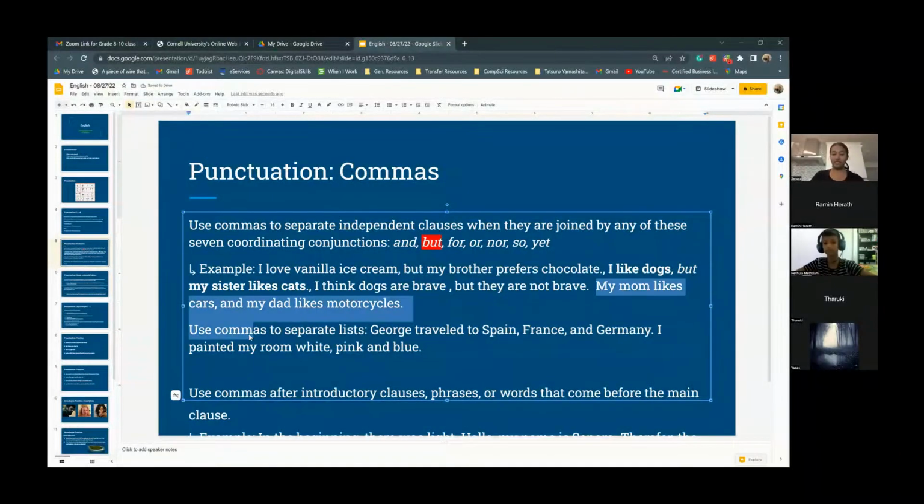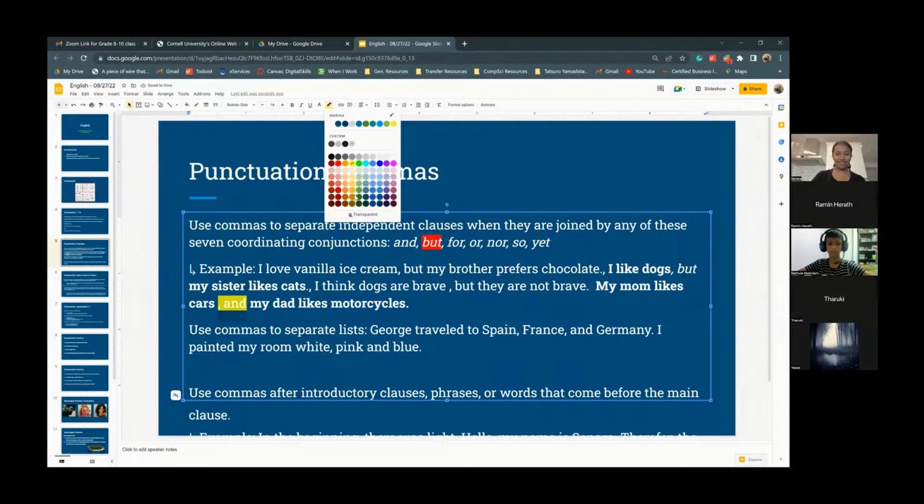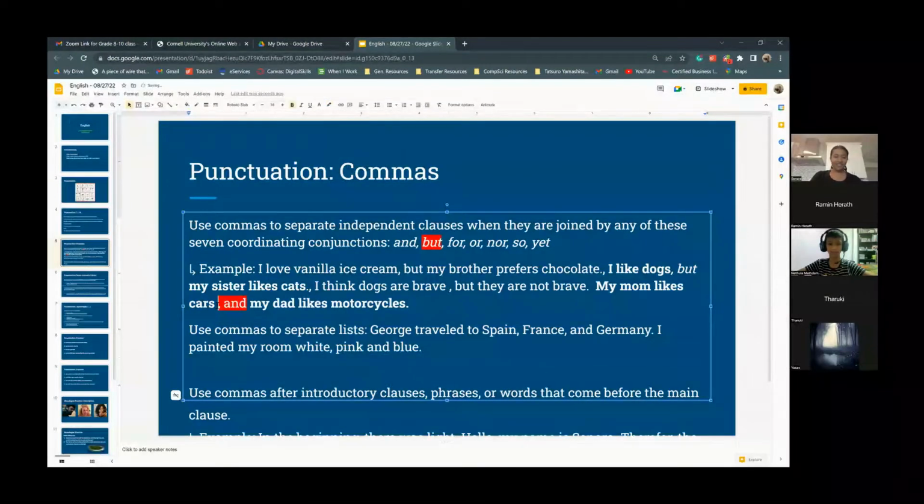Okay. So remember, my mom likes cars can be its own sentence, and my dad likes motorcycles can be its own sentence. And then this is the most important part. Sorry, this is a bad highlighter color. We'll just use red. So we need to use that comma, and then follow it with a conjunction, right? So can someone give me one example of two independent clauses, which remember can be their own sentences separately, and then you want to combine them with a comma and then one conjunction.